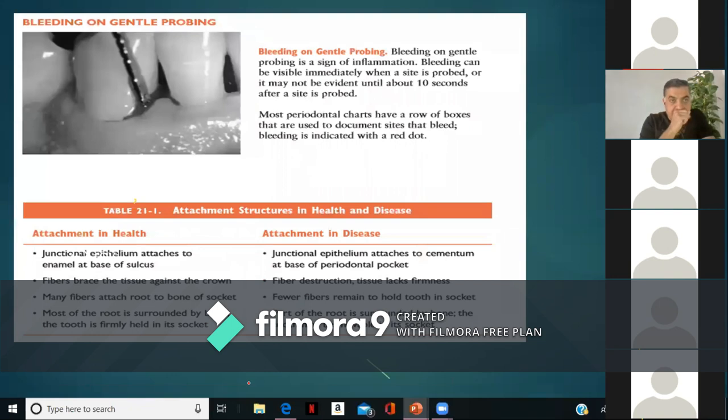Now, the bleeding on probing. As we discussed, we use bleeding on probing in six-point pocket charting. It is a very important sign of an active disease, which is different from a bleeding index.